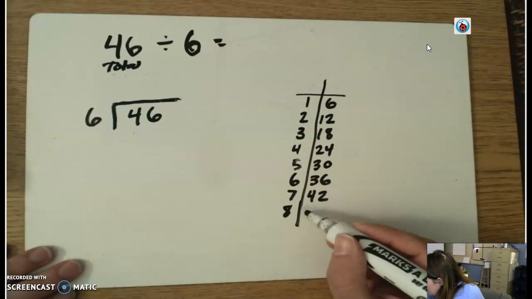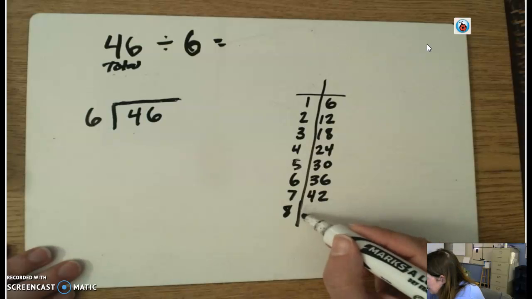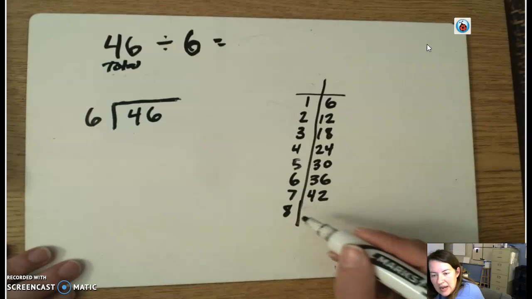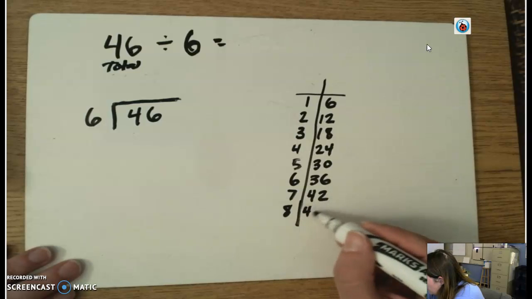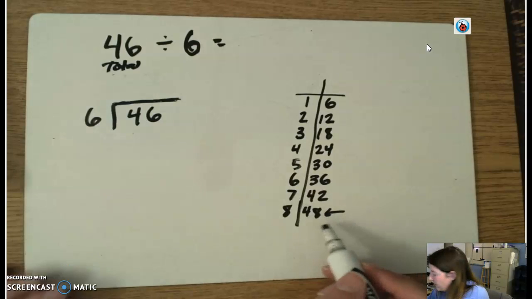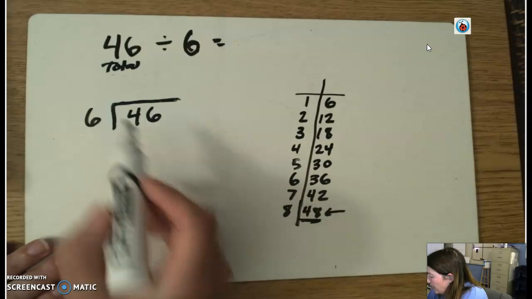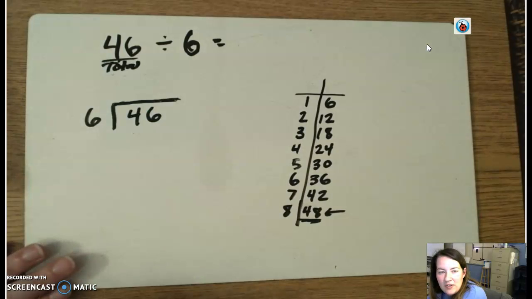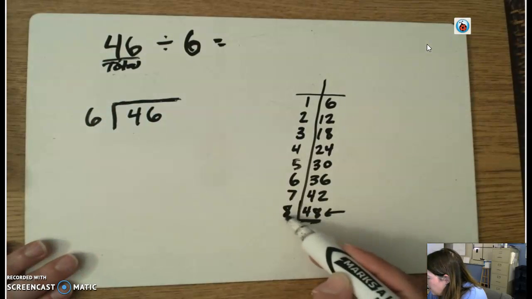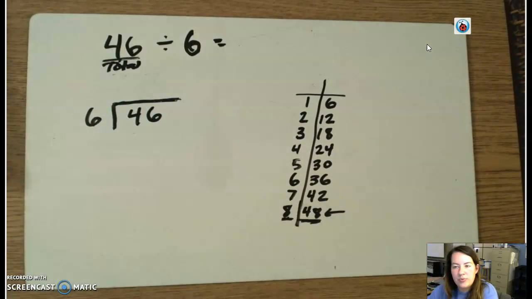But look at this. If I wanted to make 8 groups of 6, I would need how many pieces? 8 groups of 6, or 8 times 6 is what? 48. So to make 8 groups of 6, I would need 48 pieces. And what is my total? How many pieces do I have? I only have 46 pieces. So do I have enough to make an 8th group?